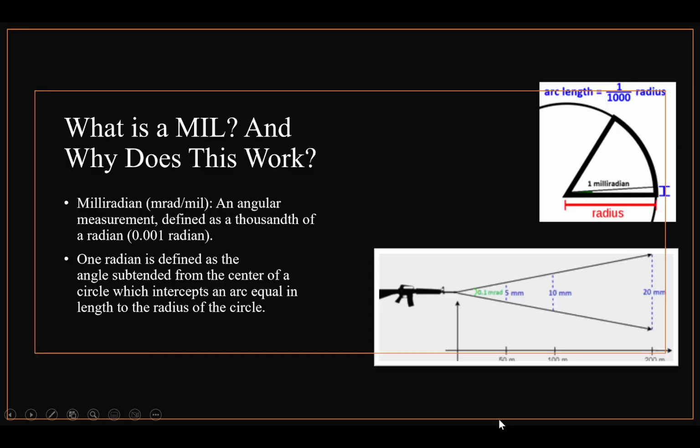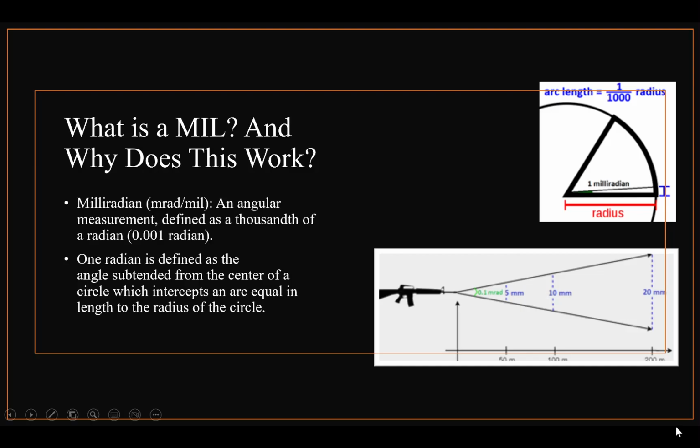So, what actually is a mil then? Why does this work? A milliradian, also known as an mrad or a mil, is an angular measurement defined as 1,000th of a radian. But then what is a radian? A radian is the angle subtended from the center of a circle which intercepts an arc equal in length to the radius of the circle.